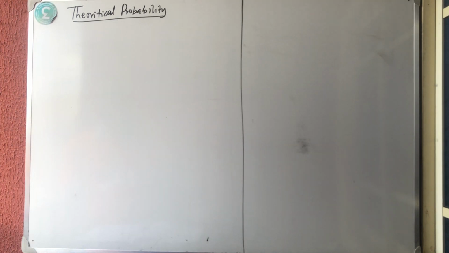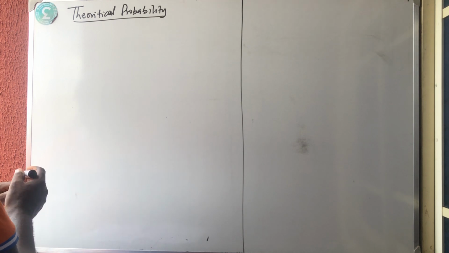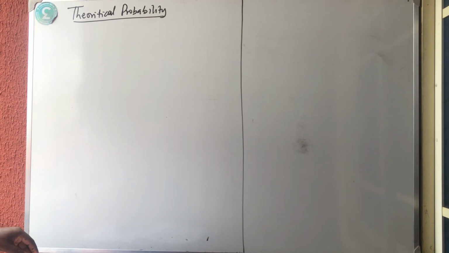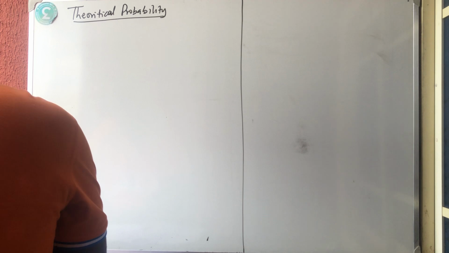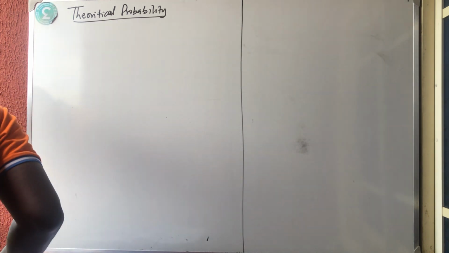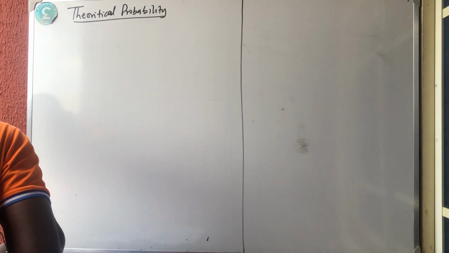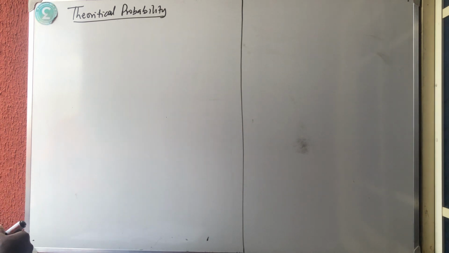Okay, let's continue with our work on probability. We have done the first video. This is the second video. So we are talking about theoretical probability. Now, theoretical probability is simply the probability calculated without the experiment being performed. You are not performing the experiment. In fact, the experiment is not being performed. I think you're even the one to do the experiment yourself.